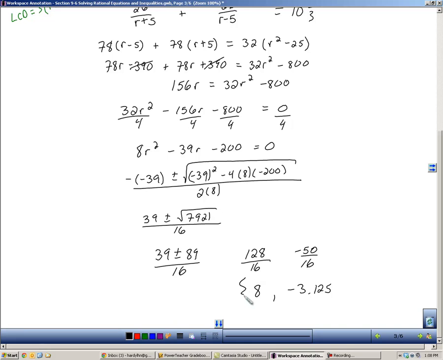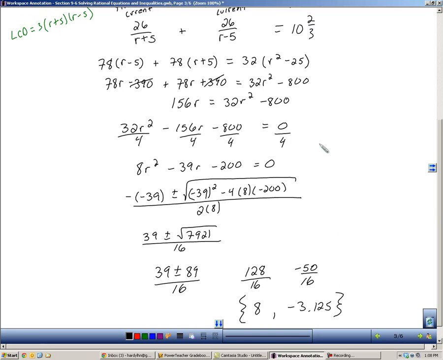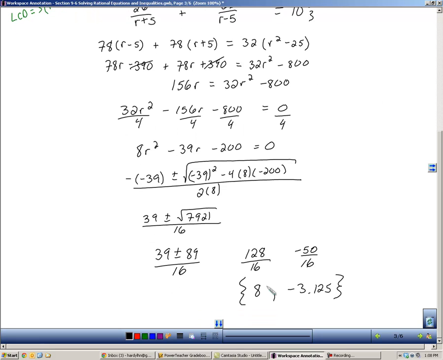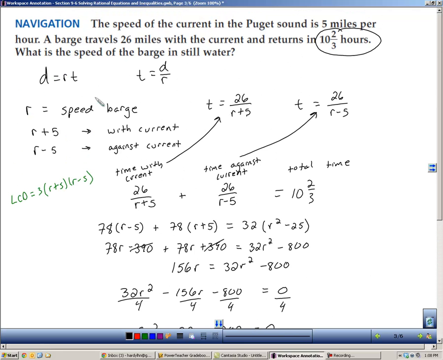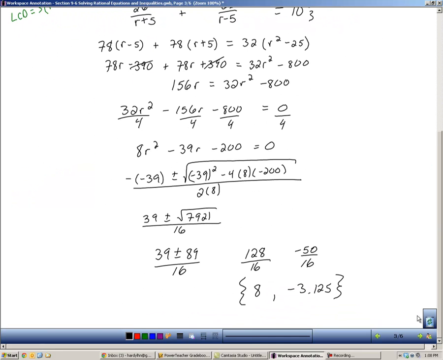3.125. So those would be my solutions, just verifying that if I take one of those and go back into the original, I will not create a 0 in the denominator. So those are my two answers. Except if you go back to the original problem, we were asked to know how fast the barge was going. Well, since you can't travel a negative speed, the answer must be 8 miles per hour.